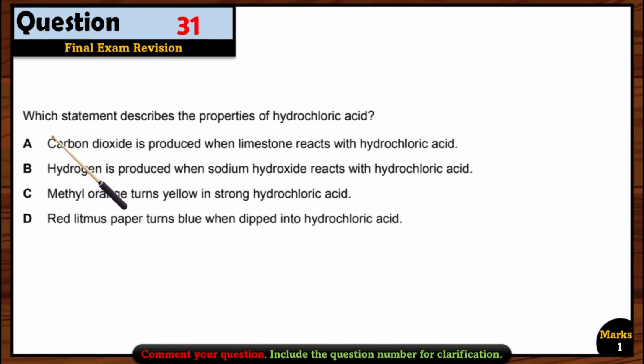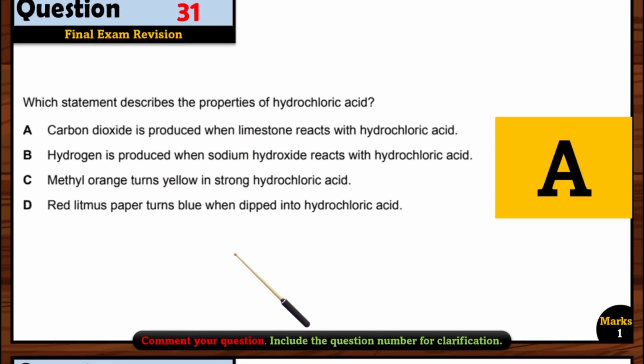Let's see question 31. Which statement describes the properties of hydrochloric acid? Remember that hydrochloric acid is a very strong acid. So let's see one by one each of the options. Carbon dioxide is produced when limestone reacts with HCl. Yes, that's right. Whenever acids react with the carbonates, limestone is a carbonate, right? Calcium carbonate. So carbon dioxide will be produced. So option A is correct over here.